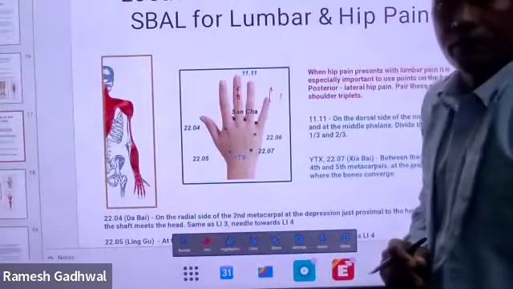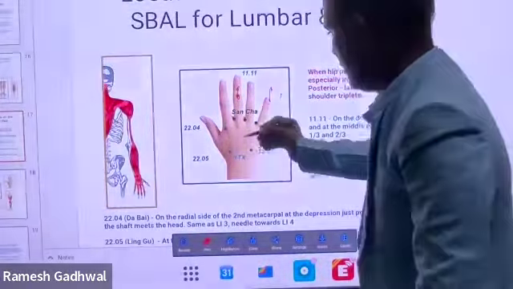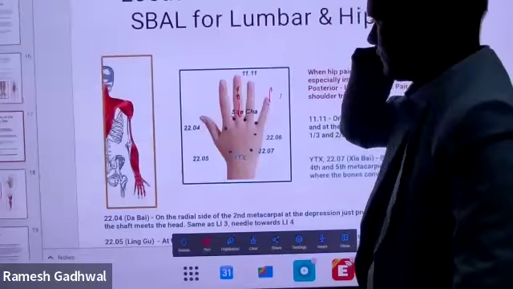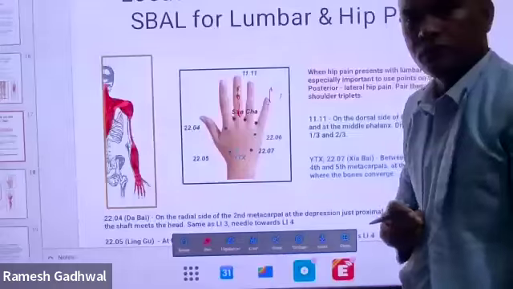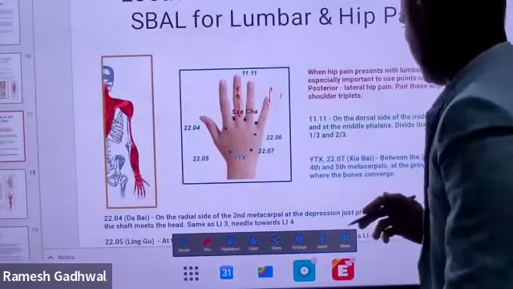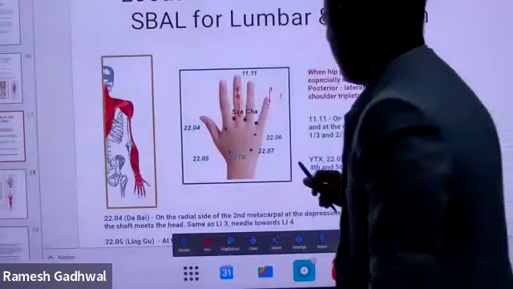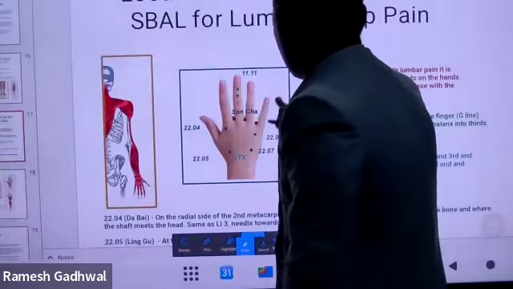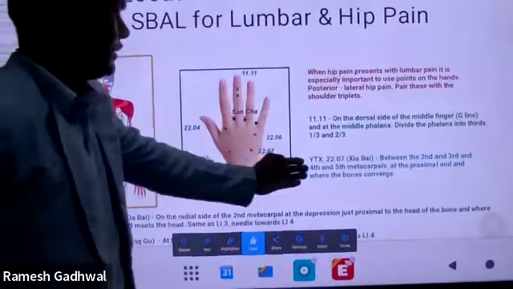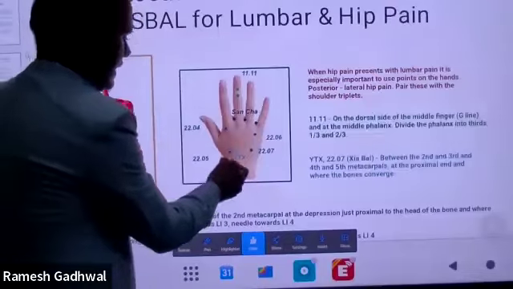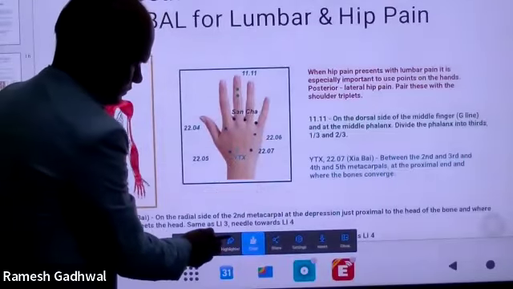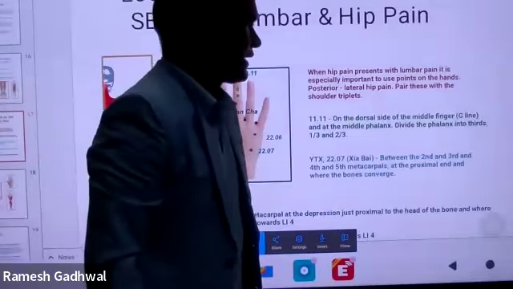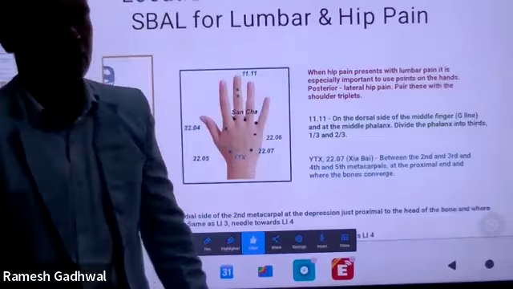For upper back pain. If there is lower back pain, then you put the needle on this one, 11.12. Then 22.07, Shabai, between the second and third and fourth and fifth metacarpals.